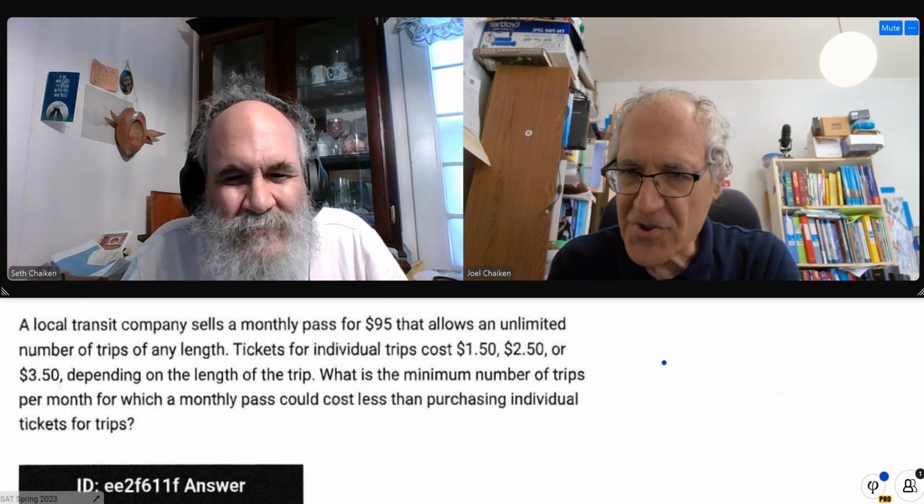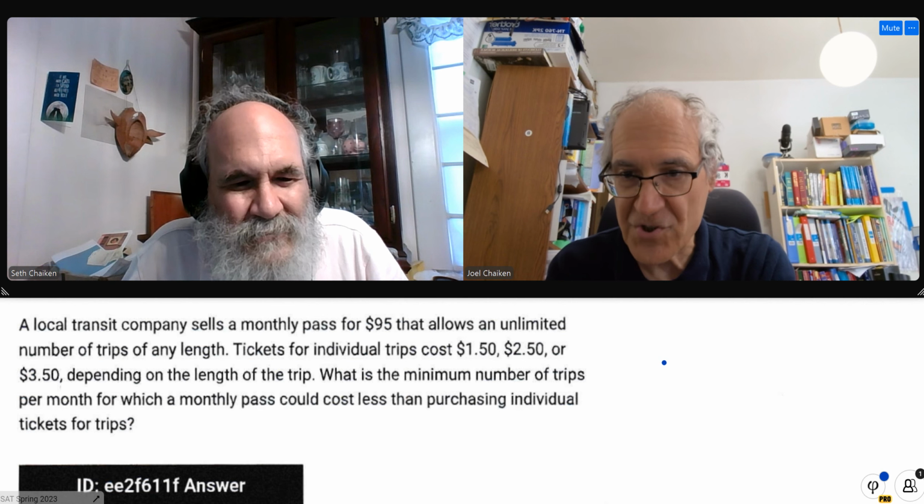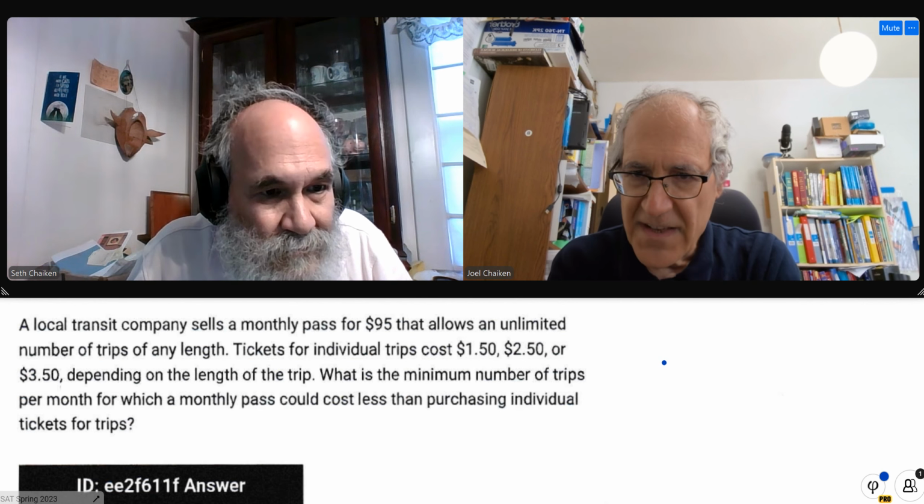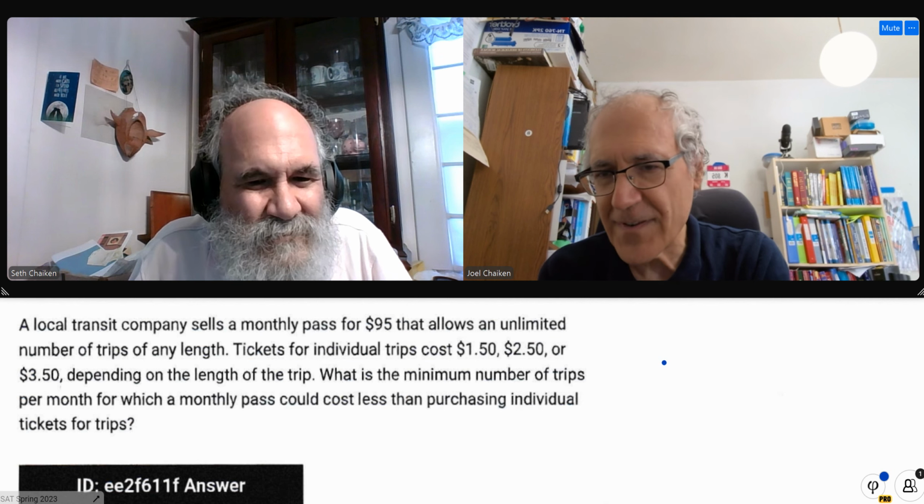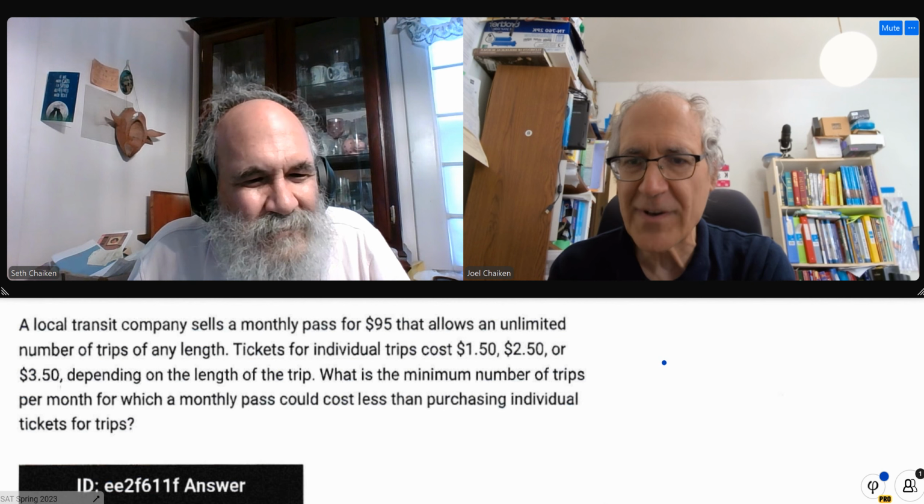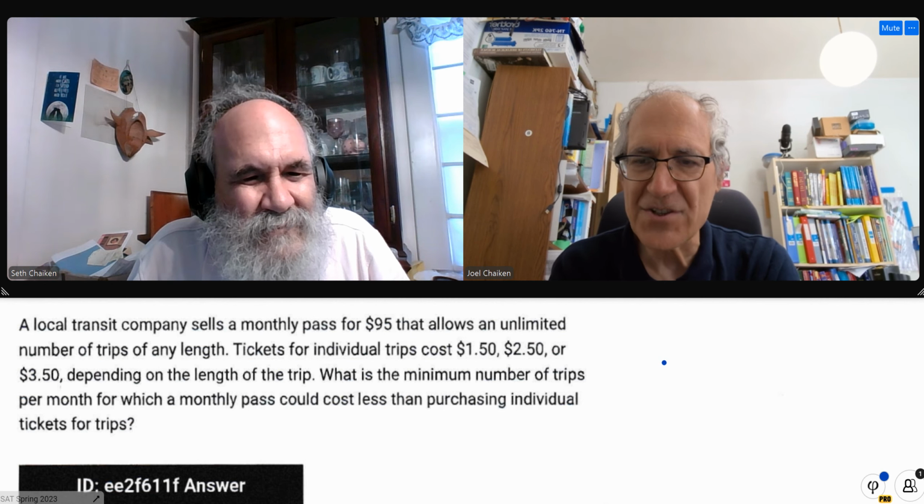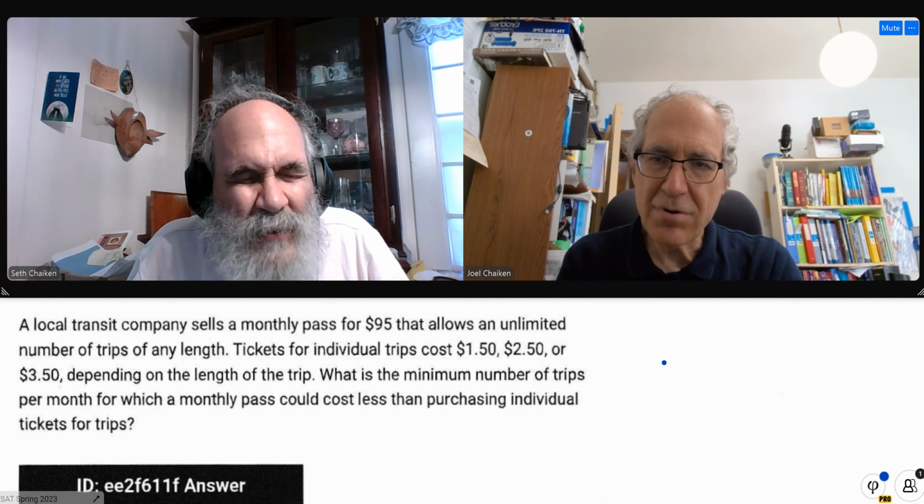A local transit company sells a monthly pass for $95 that allows an unlimited number of trips of any length. Tickets for individual trips cost $1.50, $2.50, or $3.50 depending on the length of the trip. What is the minimum number of trips per month for which a monthly pass could cost less than purchasing individual tickets for trips? Interesting problem.